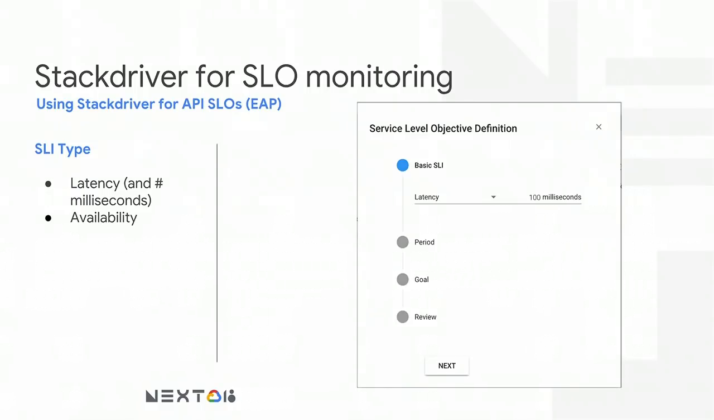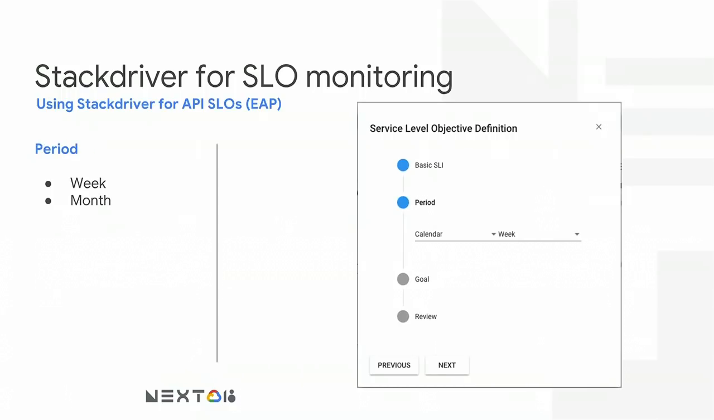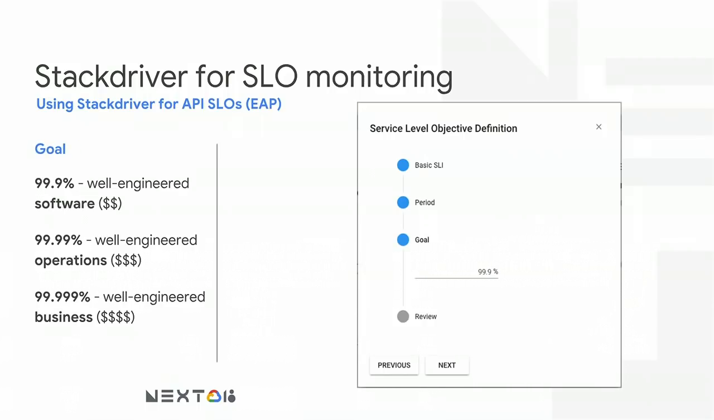So how does Stackdriver help you with SLO monitoring? We have an EAP product that allows you to define, track, and alert on SLOs directly within Stackdriver monitoring. I'm just going to walk you through the UI. It's very intuitive. The first step is to figure out if you're going to have a latency or availability SLI. If it's latency, you'll define a number of milliseconds. The second is to look at the period. In this case, we're looking at a week or a month. And the third is to look at your goal, or your SLO.